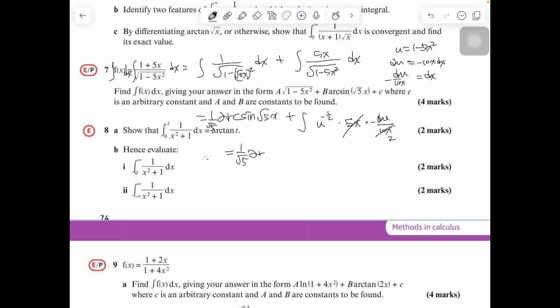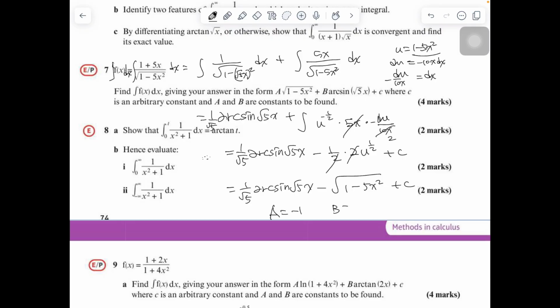So 1 over square root of 5 arc sine of root 5x, minus 1 over 2 u to the power of negative 1 over 2, and u to the power of 1 over 2 and 2, so 2 u to the power of 1 over 2, plus c. So 1 over square root of 5 arc sine of square root of 5x, minus, u was this one, square root of 1 minus 5x squared, plus c. So a is negative 1, b is square root of 5 over 5.